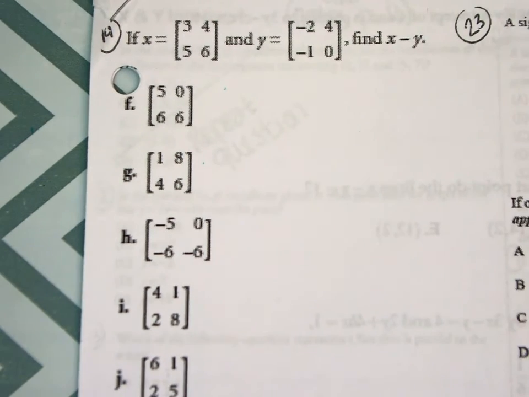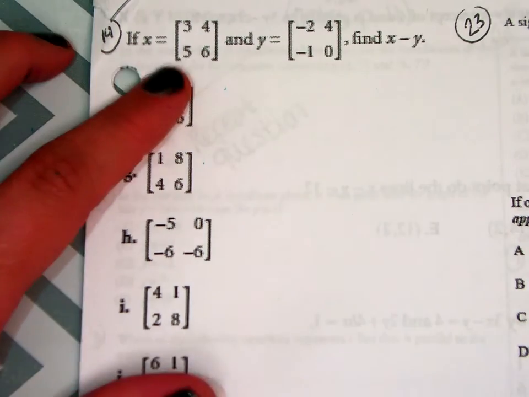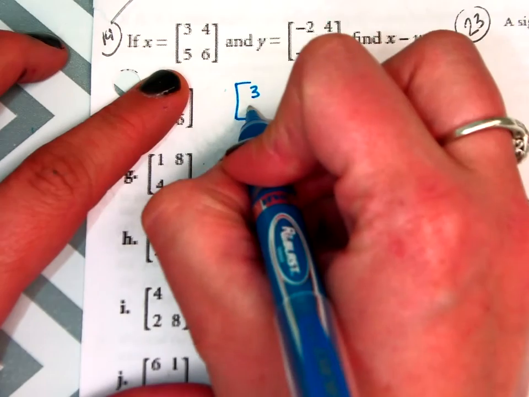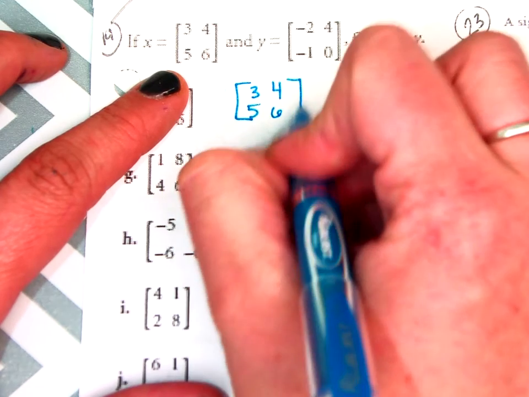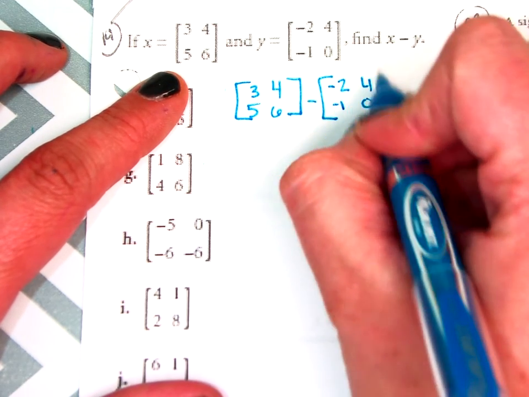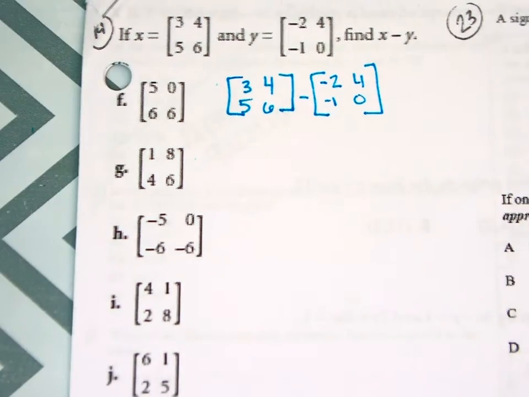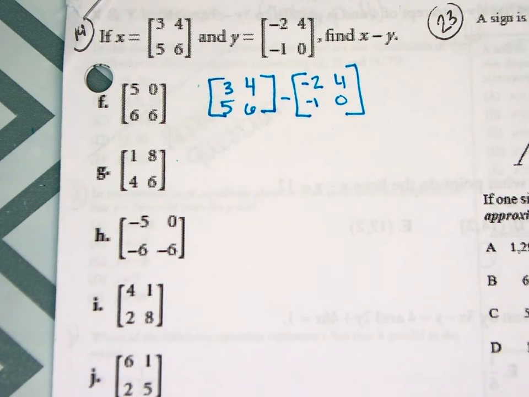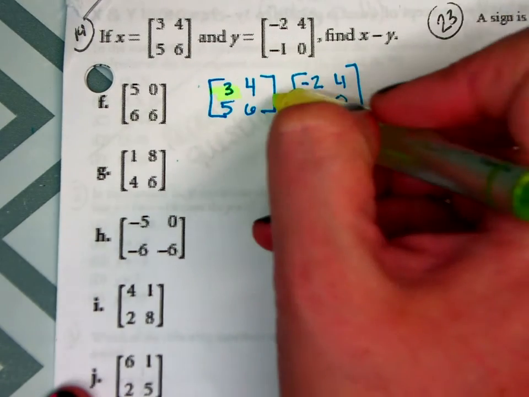Number 19, this is a matrix problem. This is a little bit of review for us. So we are wanting to know what x minus y is. So x matrix is 3, 5, 4, 6 minus the y matrix, which is 2, 4, negative 1, and 0. You can do this in your calculator if you want, but it's going to be a lot faster to just do it by hand because it's subtracting. It's not hard. So what I'm going to do, remember, it's position only, so top minus top.